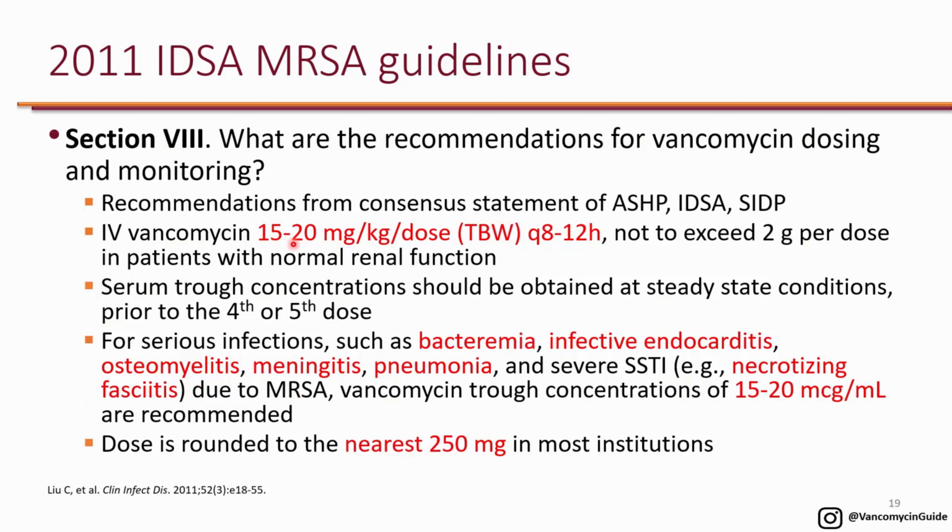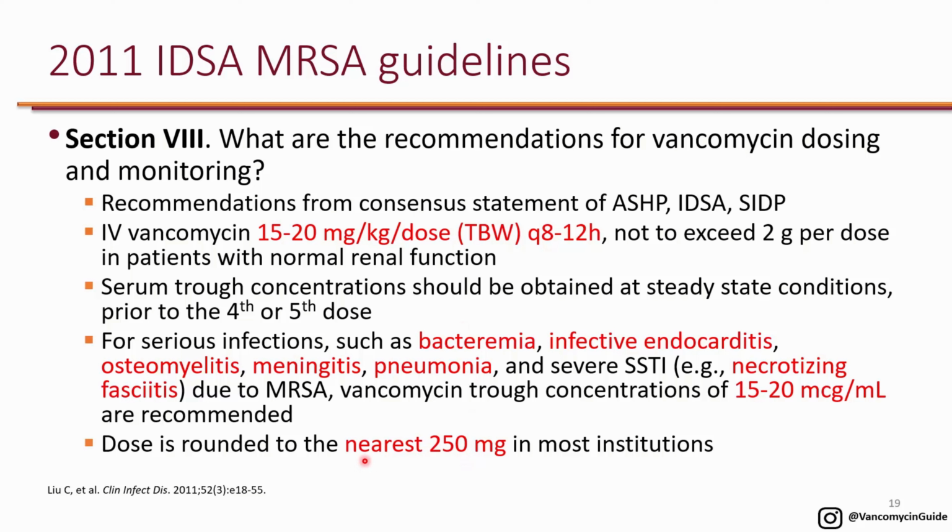And so, anytime you use the 15 to 20 milligram per kilo, most hospitals round to the nearest 250 milligram. So for example, if you calculate 300 milligram, you're going to round it to 250 milligram. Or if you calculated it to be 1,200 milligram, you round it to 1250. So whatever is the closest 250 milligrams.